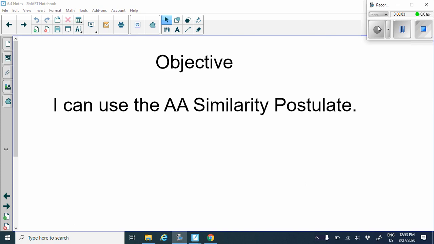So here are the notes for section 6.4. There's actually only going to be one part, so this is going to be the only video for 6.4. Yay! So let's talk about what 6.4 is over.